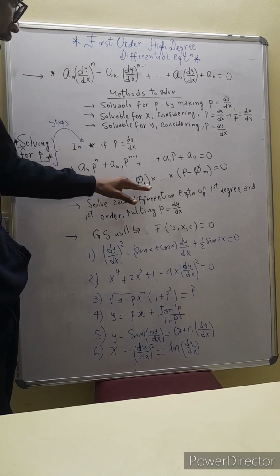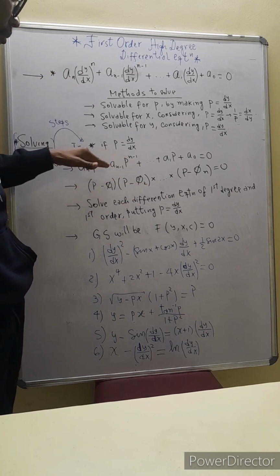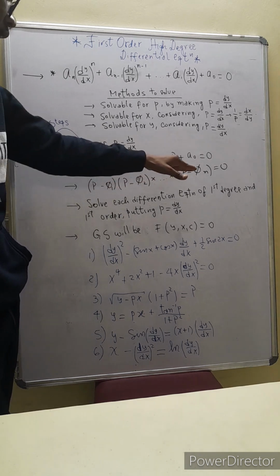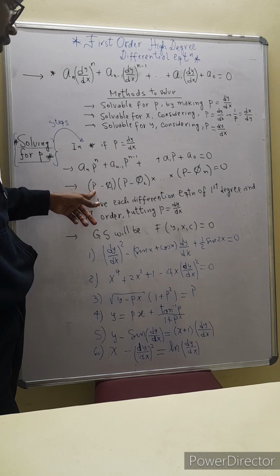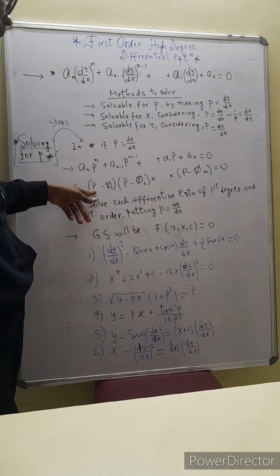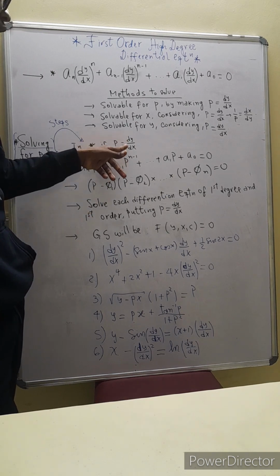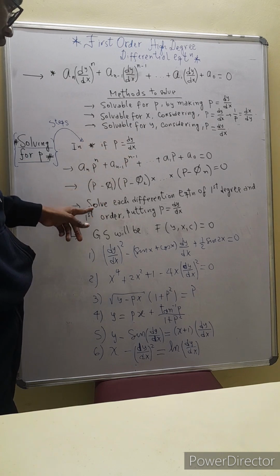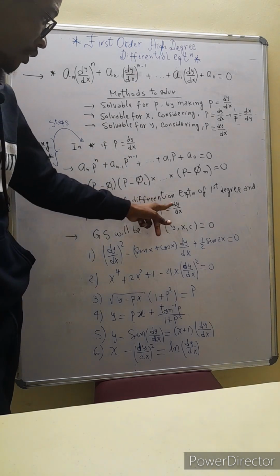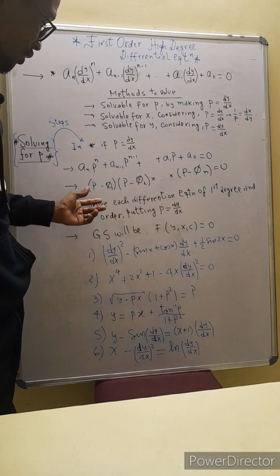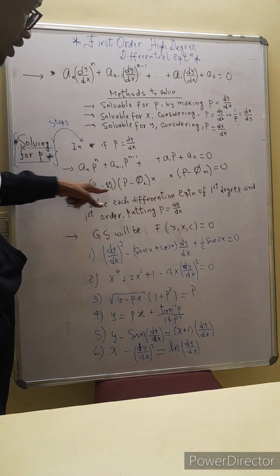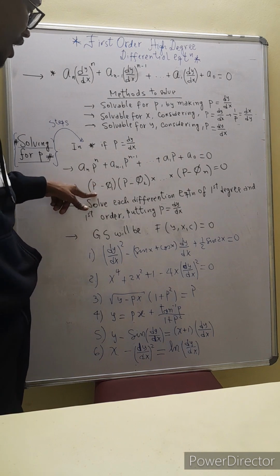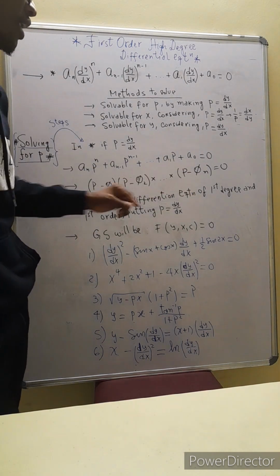So after putting phi or p in this way, what you are going to do is substitute your p value. What is your p? P is the differentiation of y with respect to x. So you are going to find p equal to dy by dx, okay? Then solve each differentiation equation, because this one is a differentiation equation, this one is a differentiation equation, and this one is also.